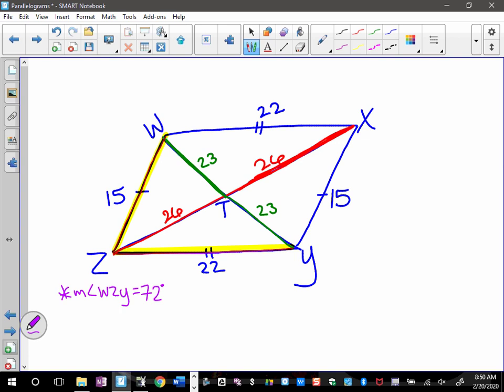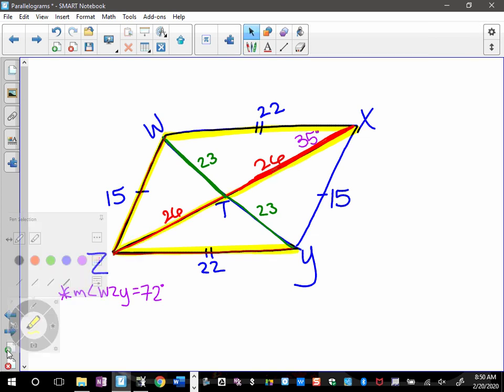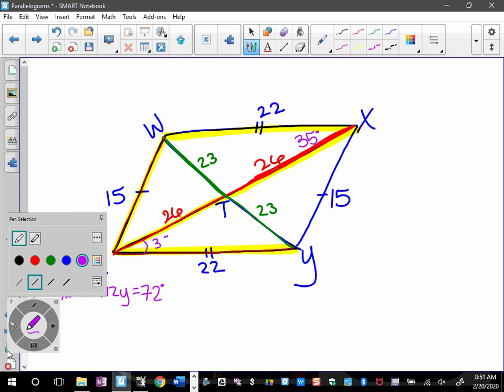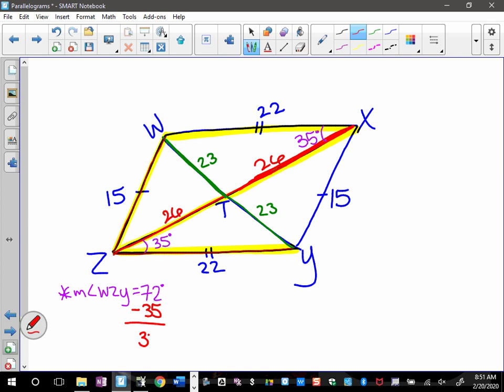WXT, if I go and look at WXT, that I actually can label. WXT is there, so we can say that's 35. Okay, but remember, if that's 35, finish your Z, that means this angle down here is also 35. Okay, opposite corners. This is where I can use that 72. If I do 72 minus 35, that leaves me the, let's see, 37 degrees for here.